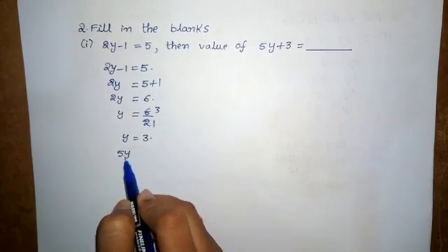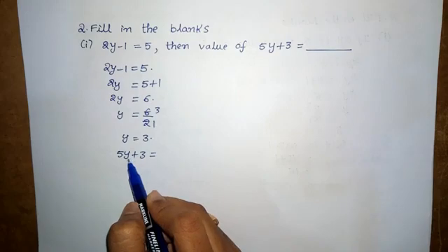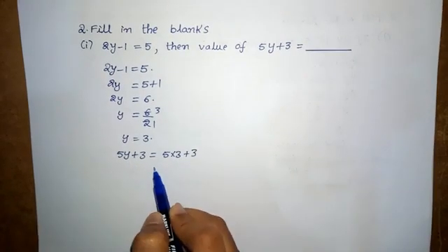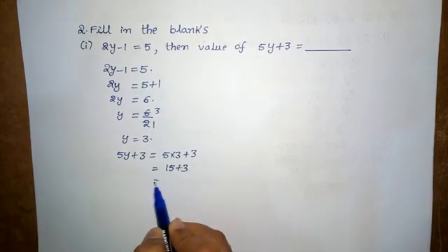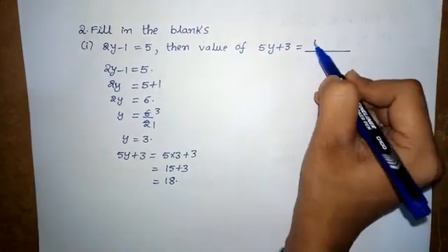Now 5y plus 3 is equal to, so y equals 3, substitute in this simple expression. So 5 into 3 plus 3. So 5 into 3 becomes 15, plus 3. So finally 18. So 5y plus 3 is equal to 18.